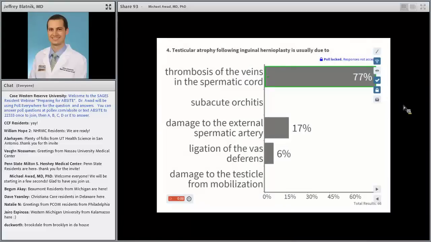And thrombosis of the veins is the correct answer. That usually can happen during over-dissection. So if you're a little too aggressive during dissection of an indirect sac, you can damage these small veins, which leads to thrombosis, which can lead to venous insufficiency. It's a relatively rare complication, occurring really just in less than probably about 0.1% of primary repairs and up to 1% of recurrent repairs. That being said, I do always discuss it as a possibility in any of my recurrent inguinal hernias that I do with patients. But the thrombosis of the veins is much more likely to be the cause of testicular atrophy.